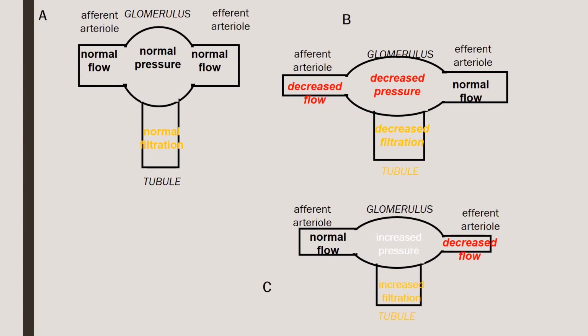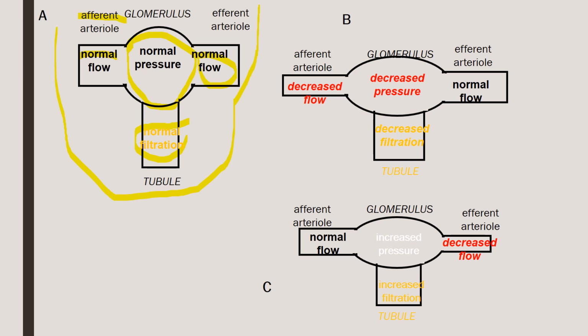Here with these figures, this is now depicting GFR under normal conditions in panel A. Okay, so what we have here is panel A, and the afferent arterioles are represented right here. So if we have normal flow going through them, then we'll have normal pressure going into the glomerulus, and then we'll have normal flow going out of the glomerulus to the efferent arteriole. And so for the tubule, this results then in normal filtration.